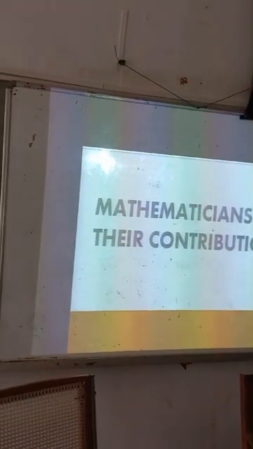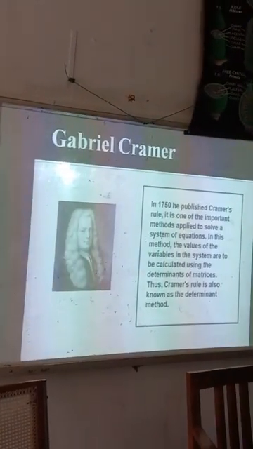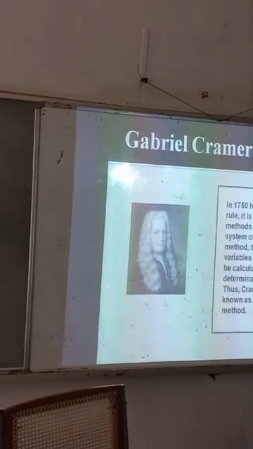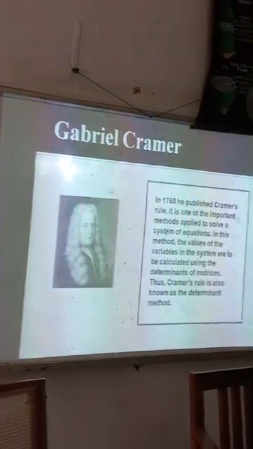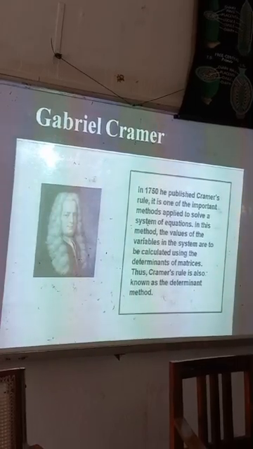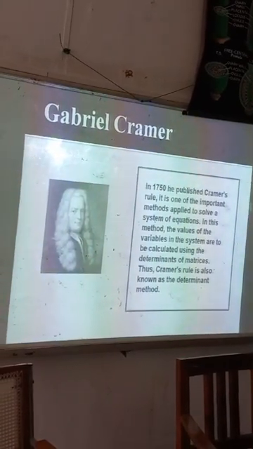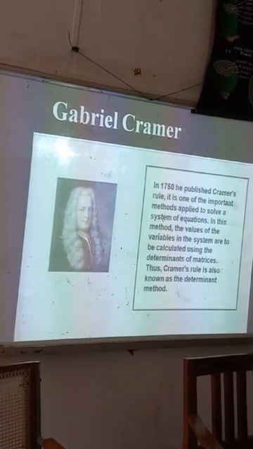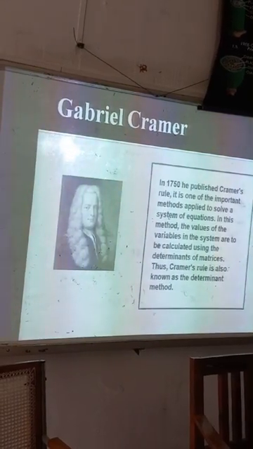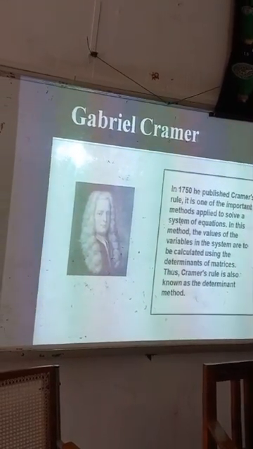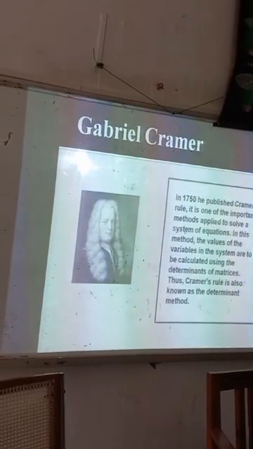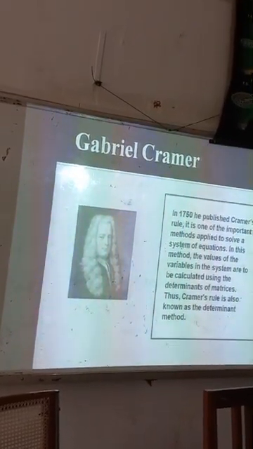Next we have mathematicians and their contributions. First, Gabriel Cramer. In 1750, he published Cramer's rule. It is one of the important methods applied to solve a system of equations. In this method, the values of the variables in the system are to be calculated using the determinants of matrices. Thus, Cramer's rule is also known as the determinant method.